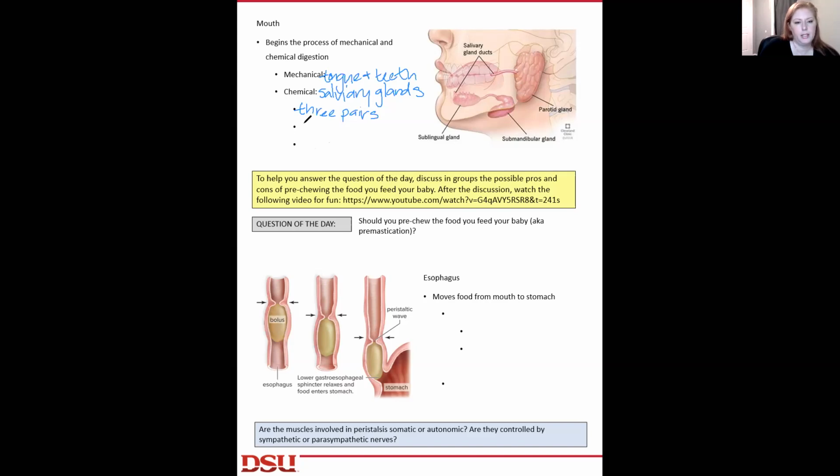One of the enzymes that's secreted here is something called salivary amylase. Remember that when you see ASE, you know you're usually looking at an enzyme, okay? So salivary amylase, this is where starches start to break down, or complex sugars, okay? So again, we've got the parotid gland, the submandibular, and the sublingual as far as the salivary glands.